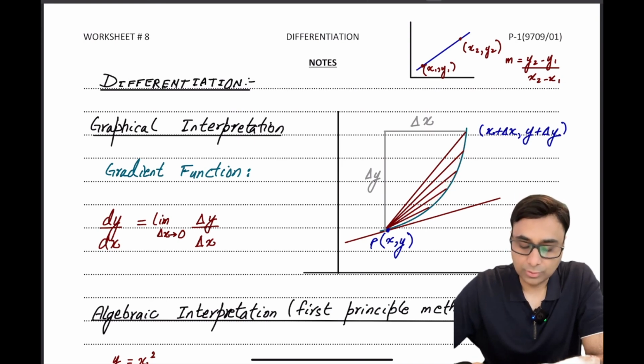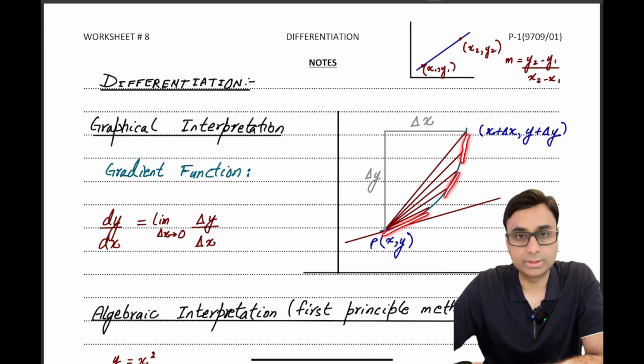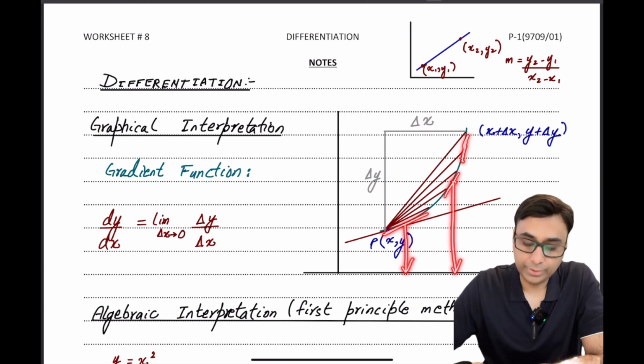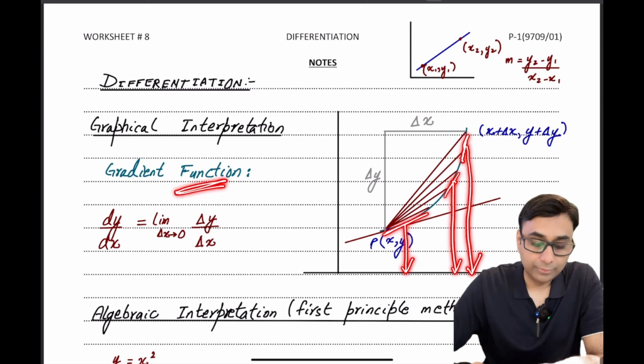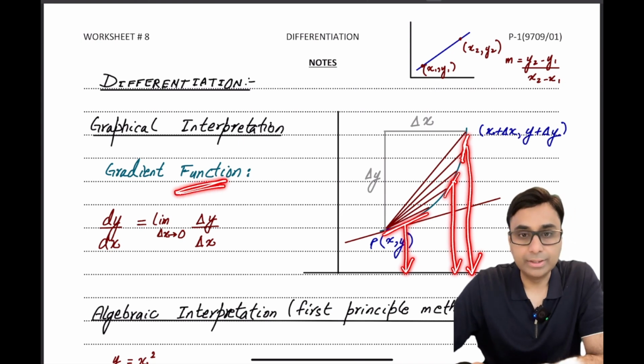So if you look at it closely, this graph is less steep in the beginning, and then the steepness of the graph keeps on increasing. In other words, the rate of change is also increasing. The rate of change is not constant. So we can say the rate of change is dependent on x, or we can say that it is a function of x, which is why we use the term gradient function.